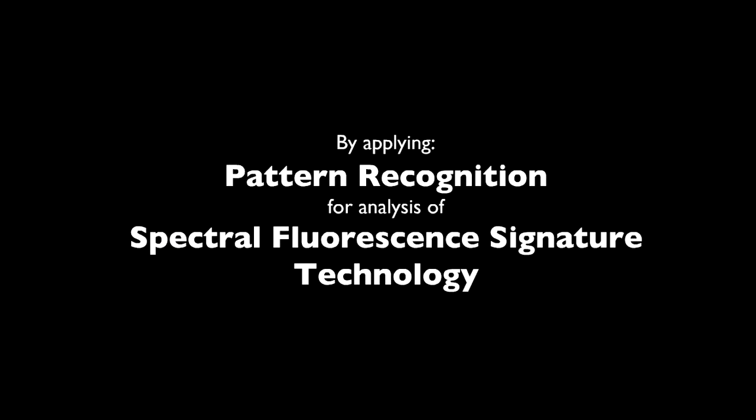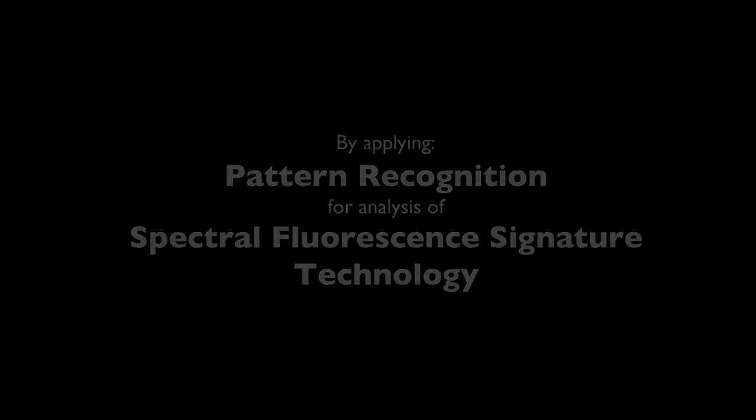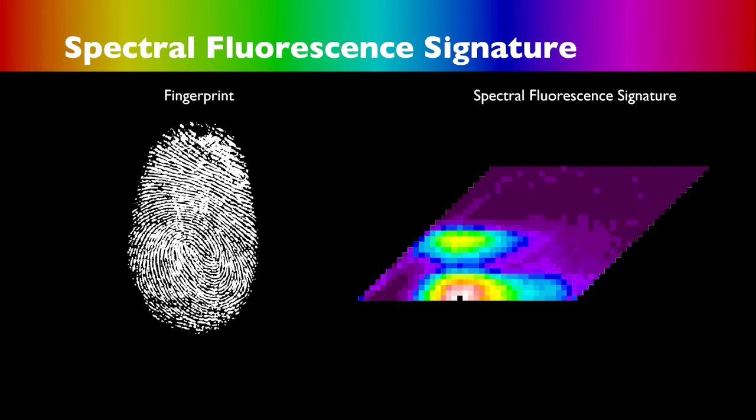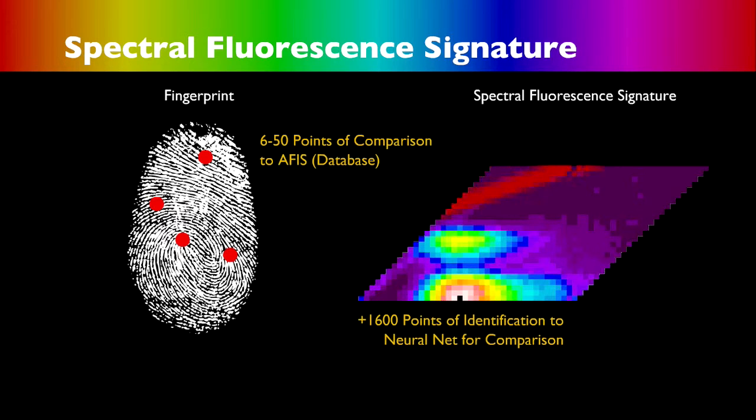By combining pattern recognition and the unique SFS signature of a substance, the NTX 2000 is able to analyze drug samples efficiently and effectively. Similar to fingerprints, a unique pattern can be recognized and recorded in a database. However, where a conclusive fingerprint identification may be based on 6 to 50 points, the SFS data provides over 1,600 points for comparative analysis, ensuring an accurate identification.